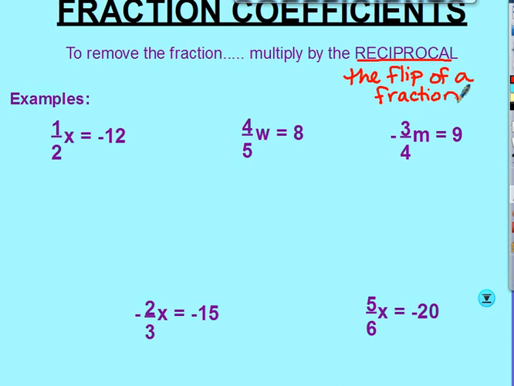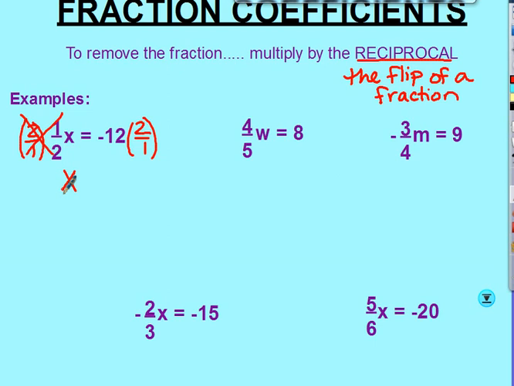The first example, 1/2 x equals negative 12, has a coefficient of 1/2. The reciprocal of 1/2 is 2 over 1. So I will multiply both sides of the equation by 2 over 1. When you multiply 2 over 1 times 1/2, they cancel each other out. That leaves you with your variable by itself.